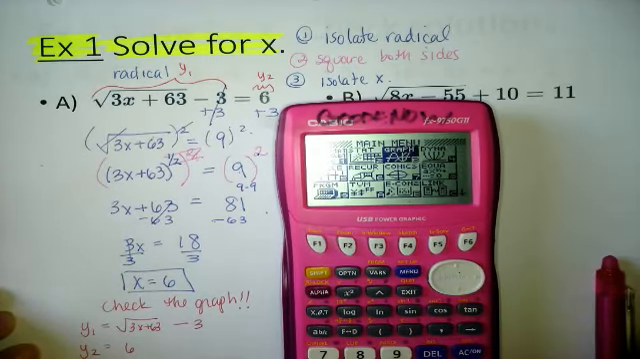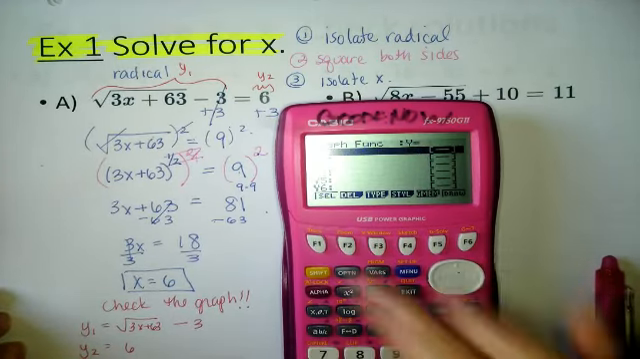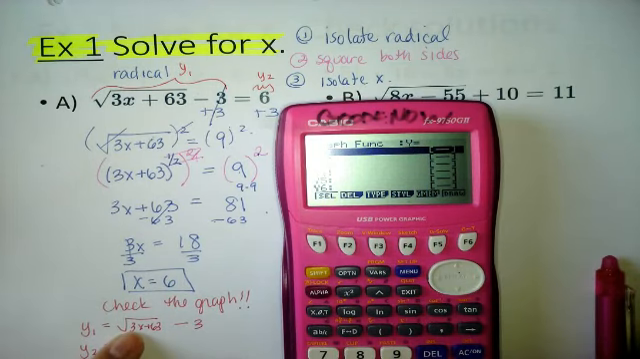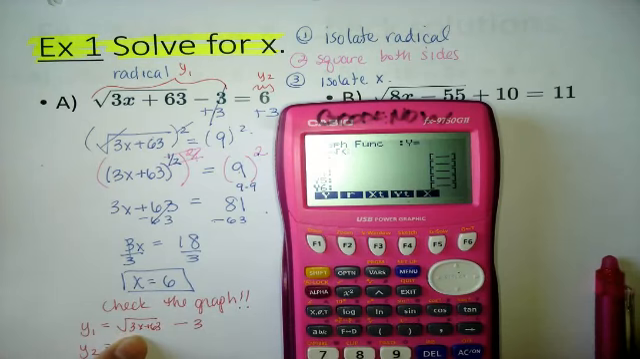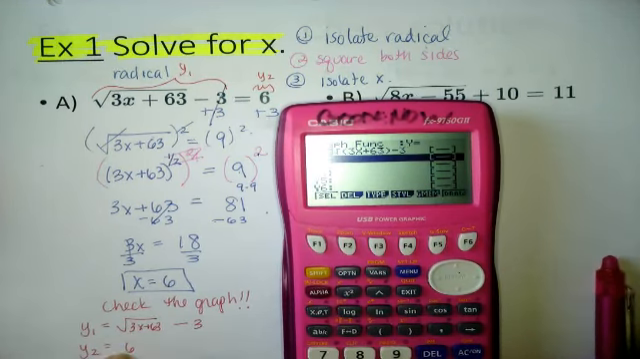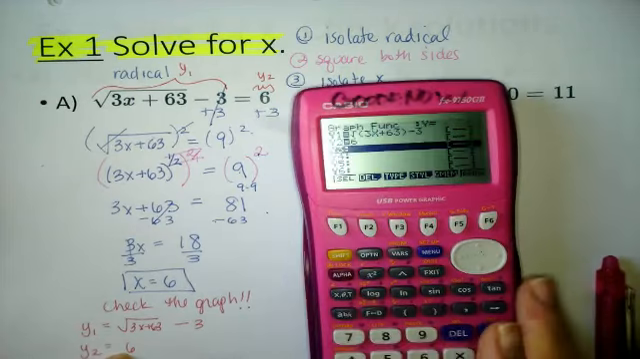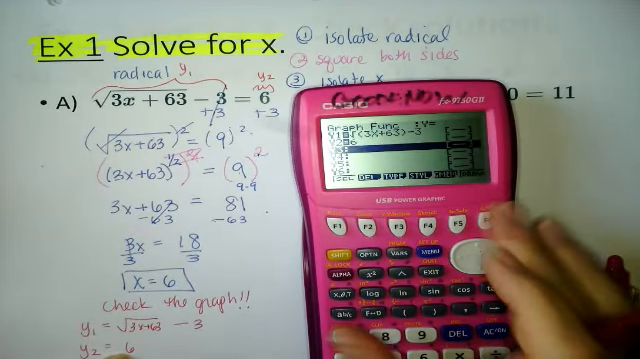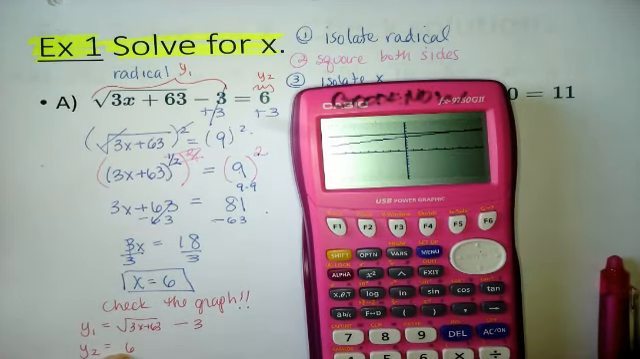I'm going to go to my graphing menu, delete my equation. Okay, square root, there it is. Square root quantity 3x plus 63 in parentheses, and then subtract 3 on the outside. And in y2, I'm putting in 6. And then I can go ahead and draw that.